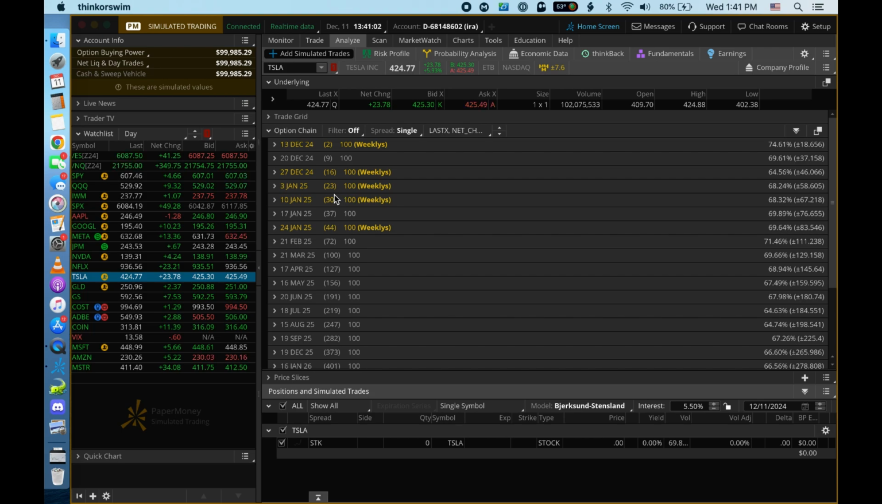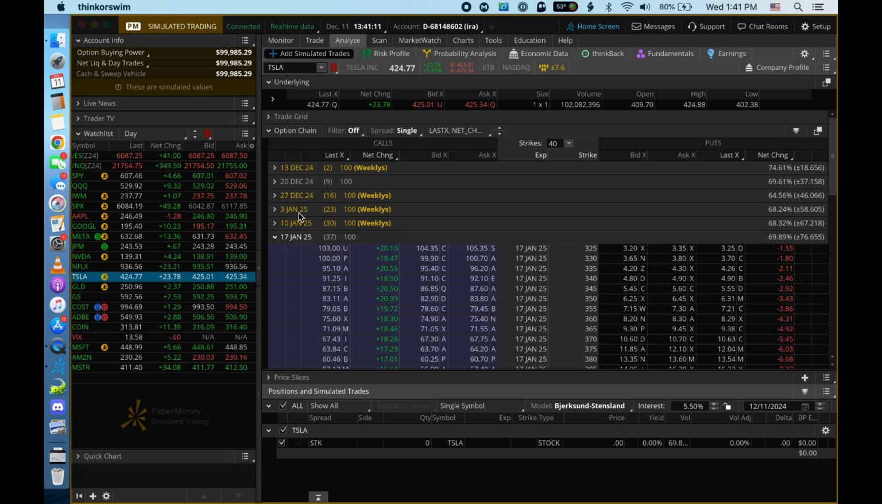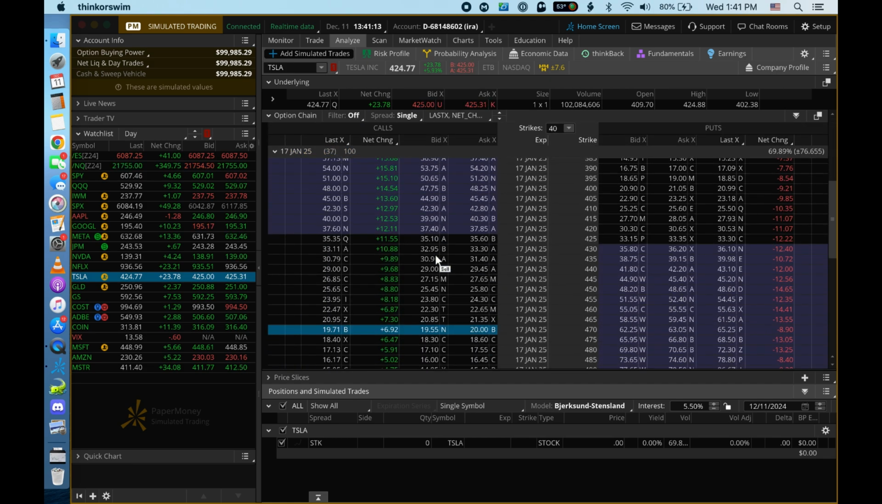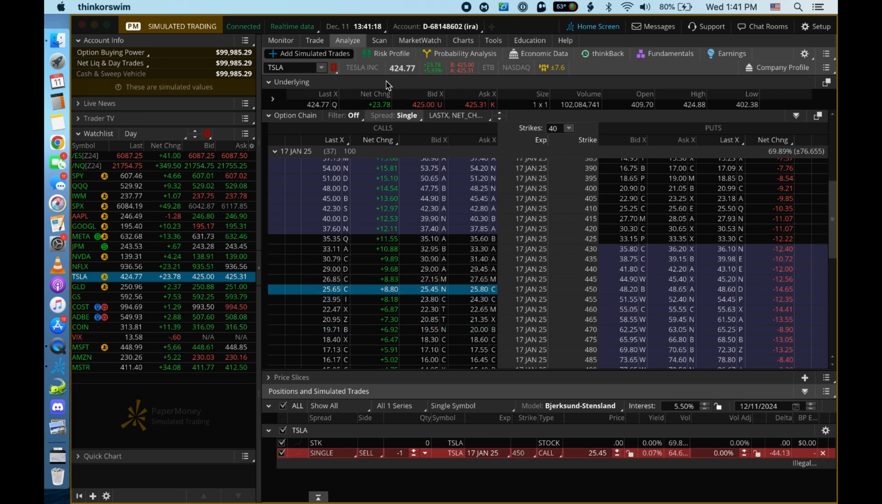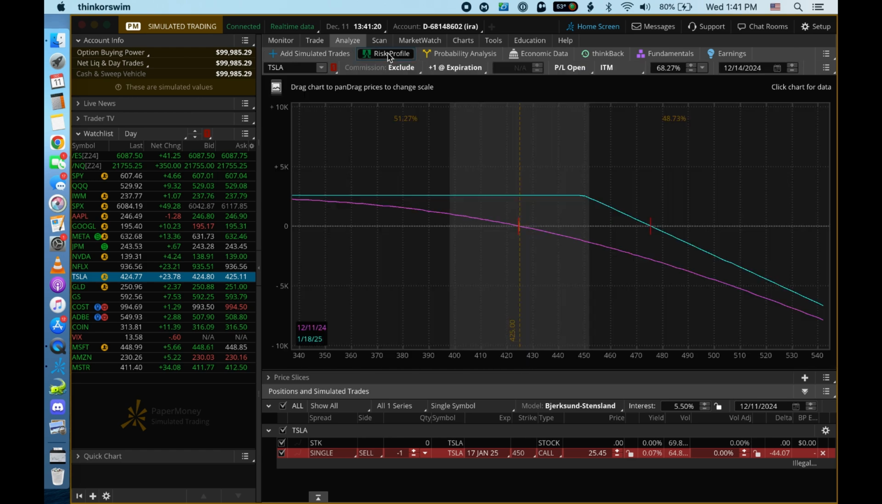Okay, so now we're going to look at the bear call spread. So I have the Tesla option chain pulled up again, and we're going to go back into the Jan monthlies. And now, instead of buying the 450 call, we're going to sell it. So let's take a look at the option profile.